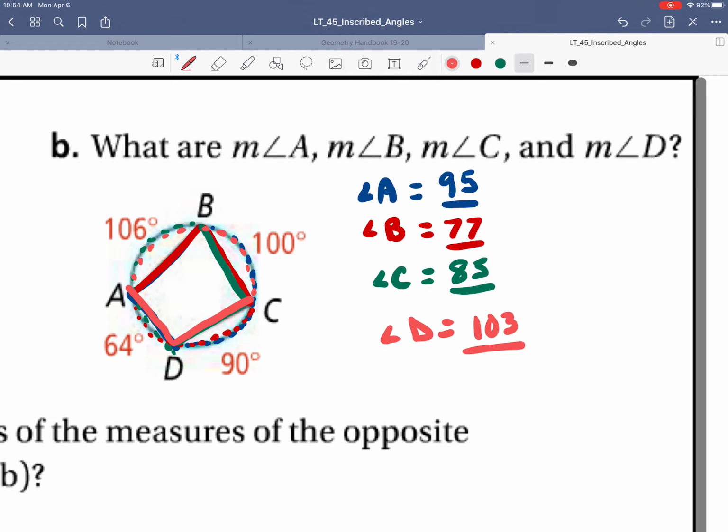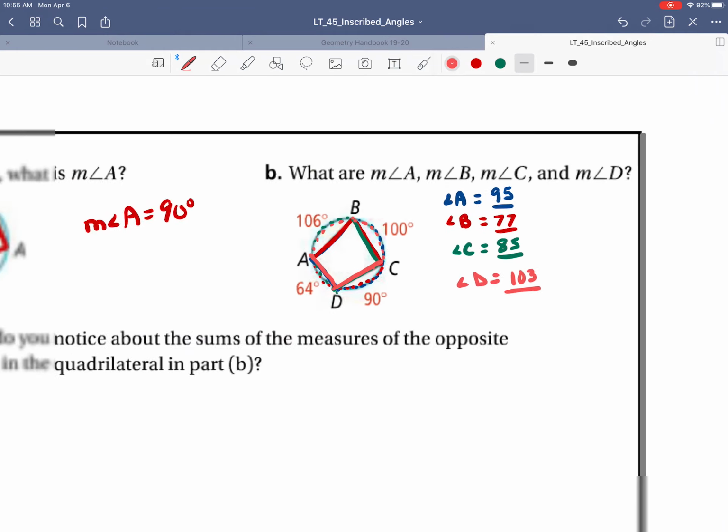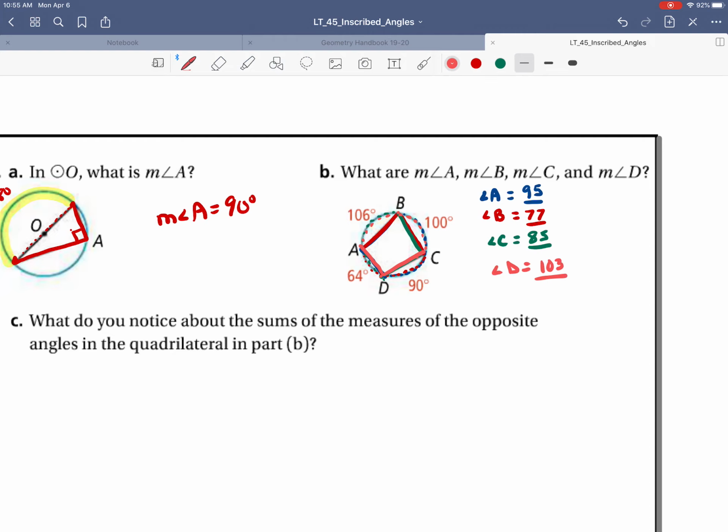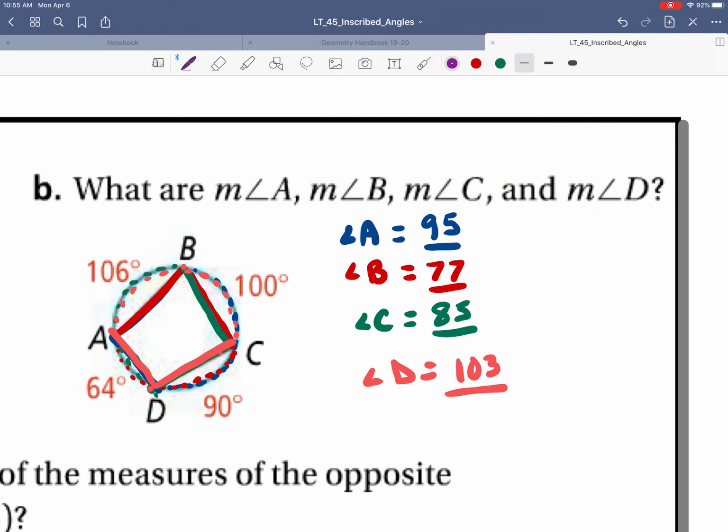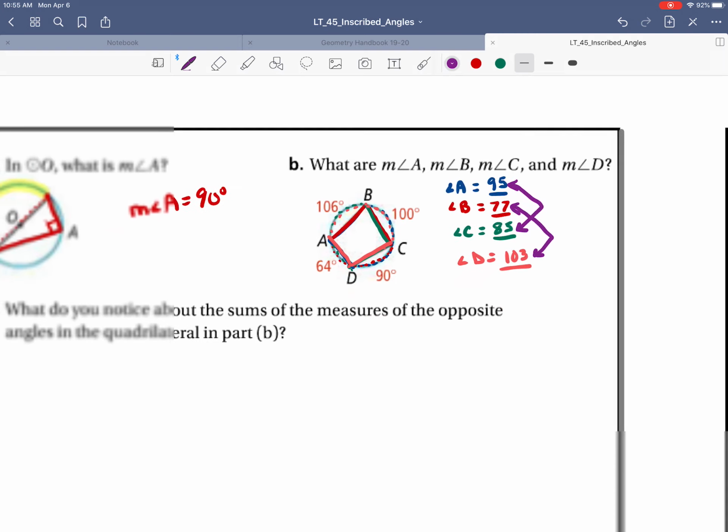So each of these cases, they are all intercepted arcs. Notice it's a quadrilateral ABCD. And so it makes sense that that quadrilateral being inscribed in the circle, all of these arcs should add up to 360. So just looking at this, let's answer C. What do you notice about the sums of the measures of the opposite angles in the quadrilateral? So what we're noticing here is that the opposite angles, angle A and angle C, as well as angle B and angle D, what do you notice about their sums?